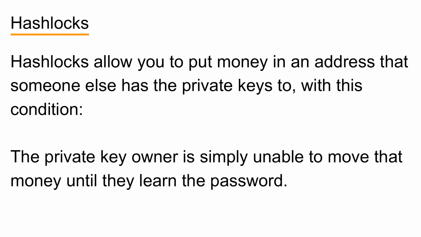The critical part of layer swaps, and really of all Bitcoin swaps, is the hashlock. Hashlocks allow you to put money in an address that someone else has the private keys to, but they still can't move that money, even with the private keys, until they learn the password. This is what turns all other types of Bitcoin swaps into data swaps.